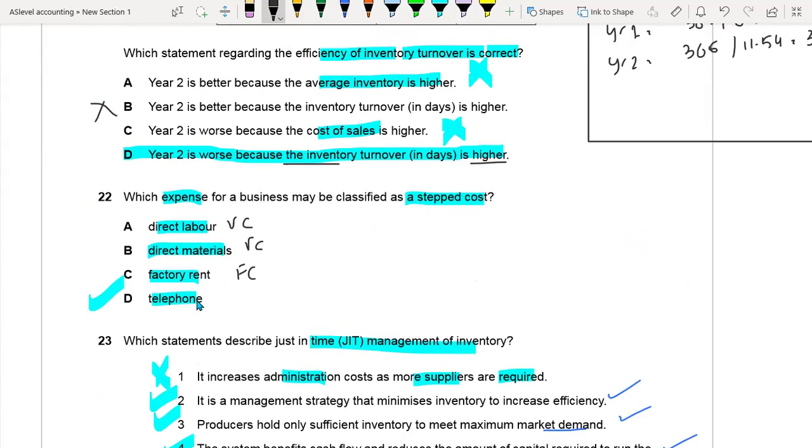Why? Because we have to pay maybe some service fee which is constant. But if we are making calls, we have to pay some charge on each call. So it means that we have to pay some fixed cost and also a variable cost increasing with the number of calls. So in the fixed cost, variable cost is also included. That's why telephone would be the step cost. It is classified as a step cost.